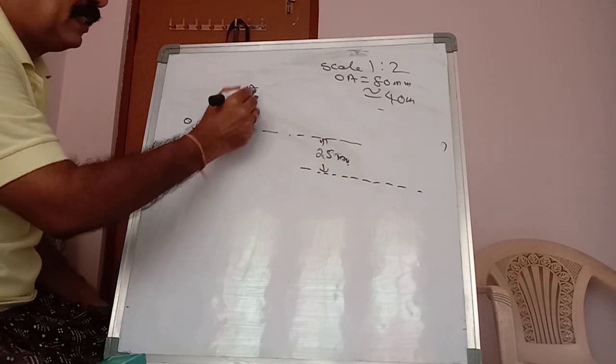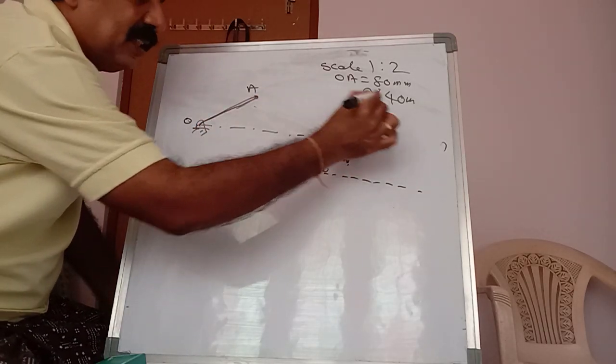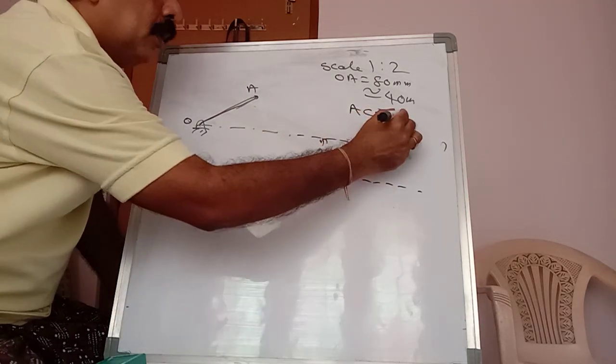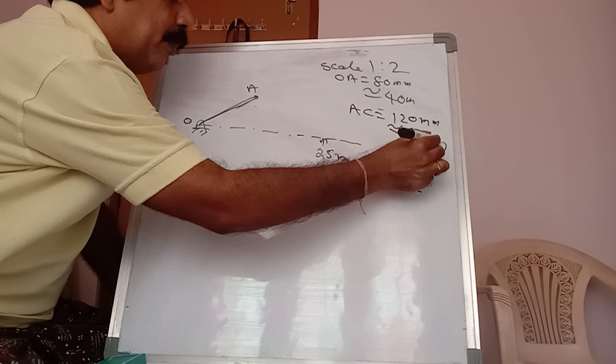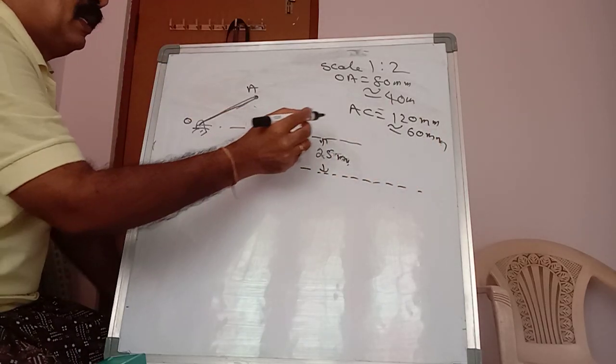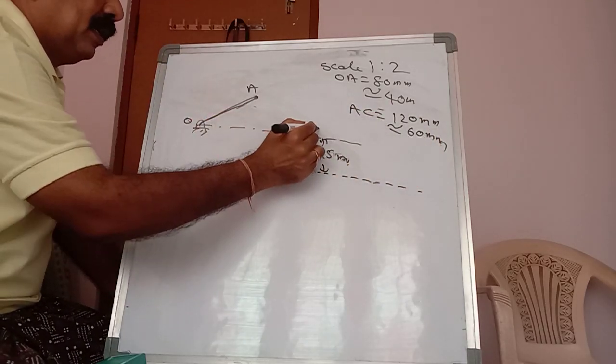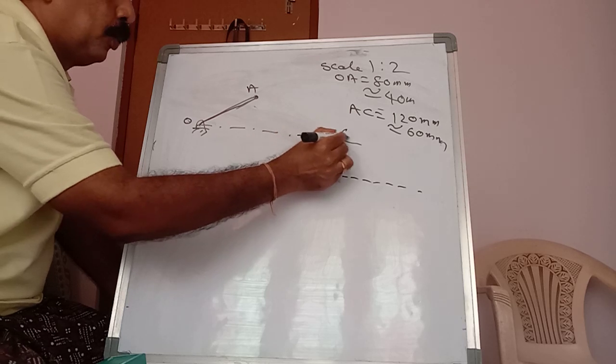Okay. Now first A as center, and it is given AC is equal to 120 mm. So 120 mm is equal to, as per scale, 60 mm. A as center, 60 mm as radius, draw an arc on this horizontal line. We get the point C.